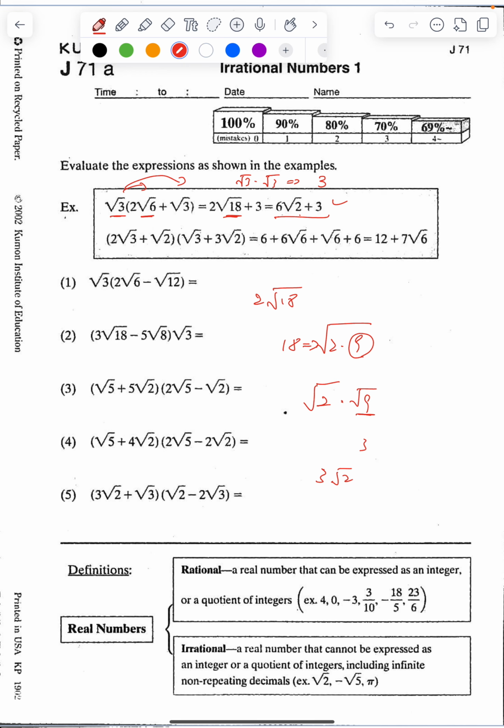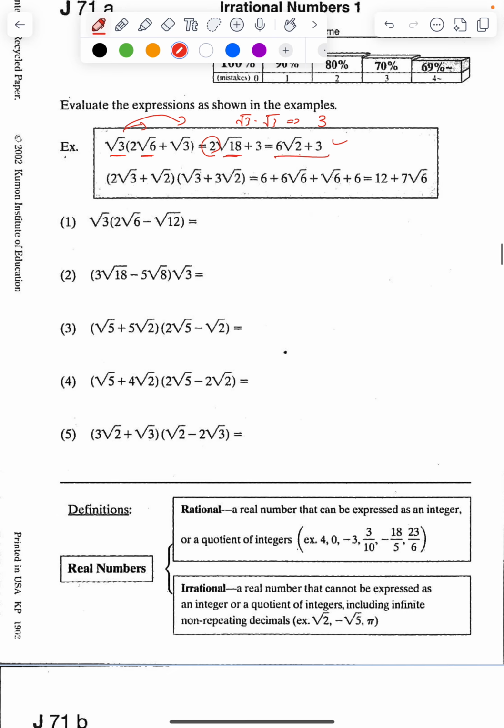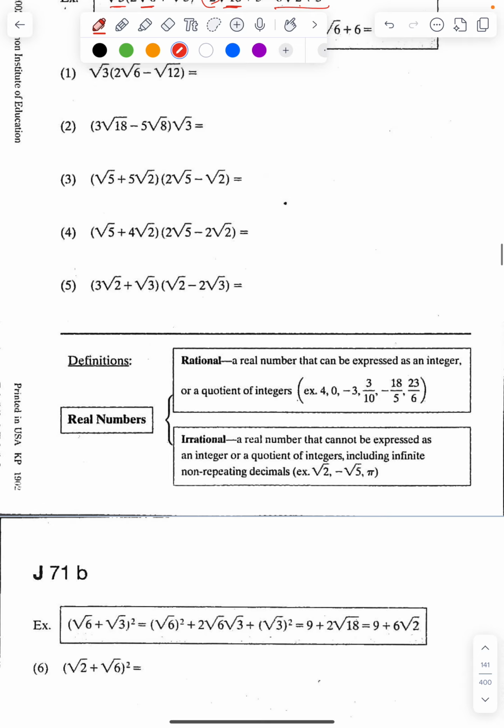And you might be asking, Tony, where does the 6 come from? Don't forget about the 2 before that. You have to multiply the 2 with the 3. That's how you get the 6 root 2. Okay? All right. With that being said, let's try question number 5 just as our practice.